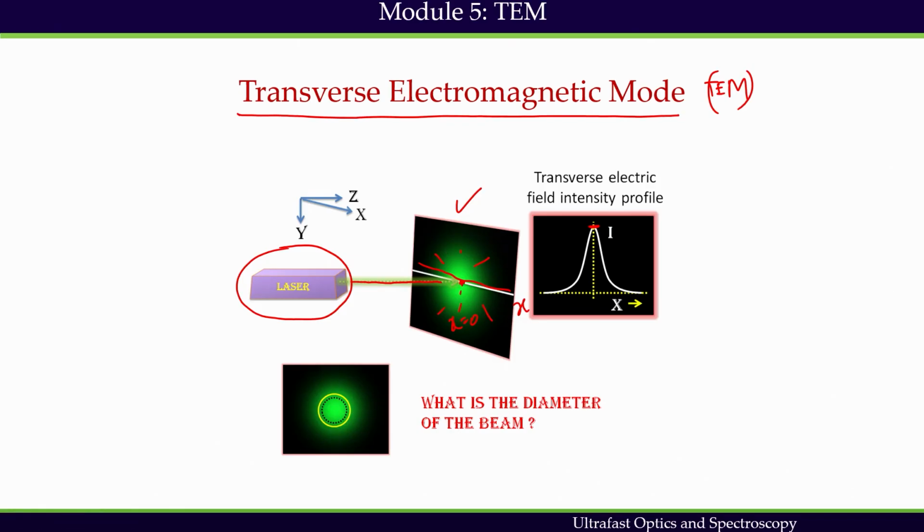Now, if this kind of spatial intensity profile can be expressed by Gaussian function, the beam is called Gaussian beam. Now, we have to distinguish here, if this beam is Gaussian beam, this is different from the Gaussian envelope which we talked about.